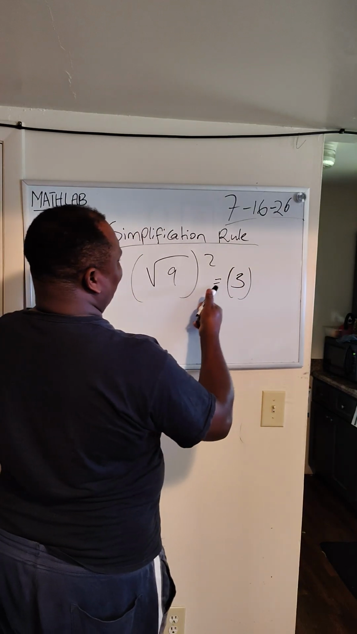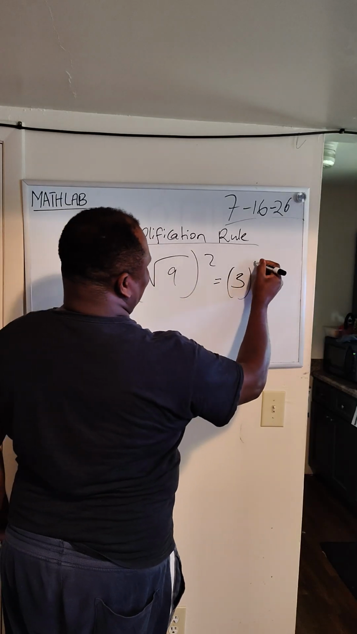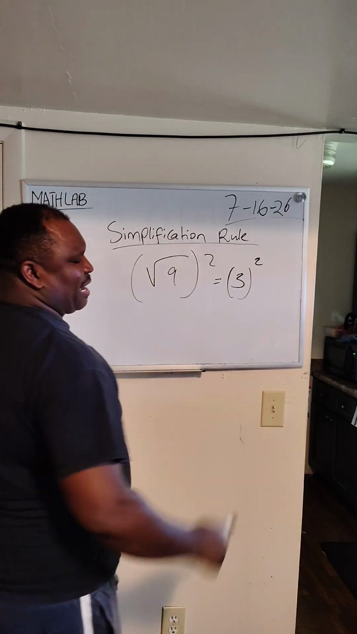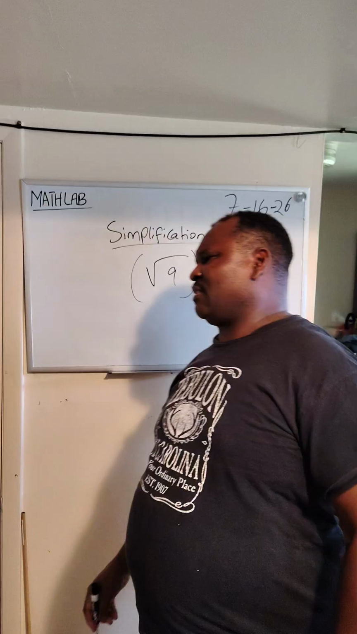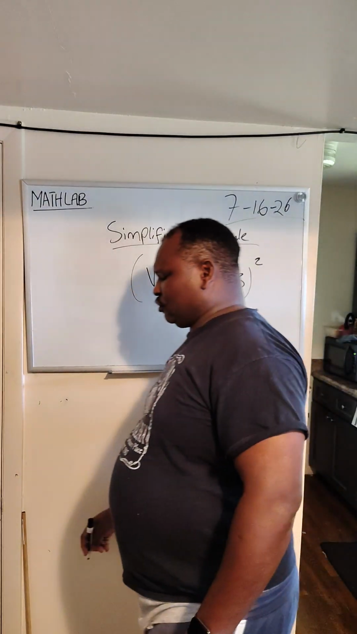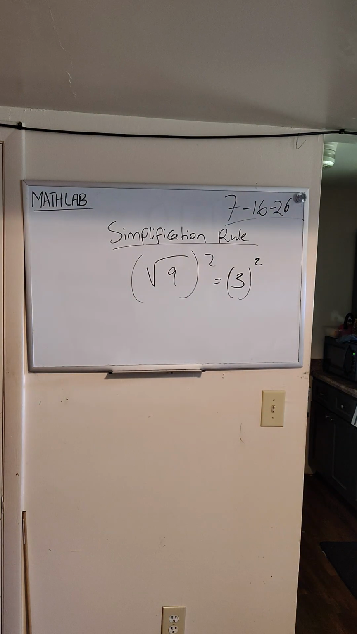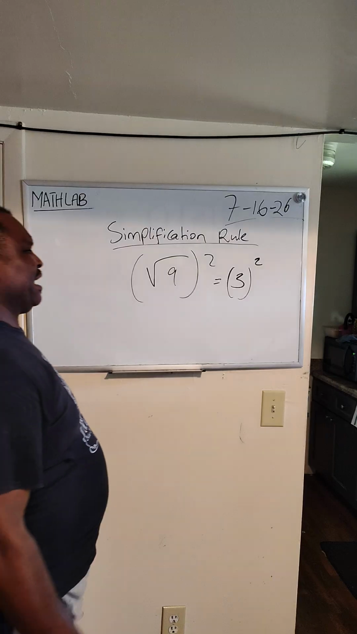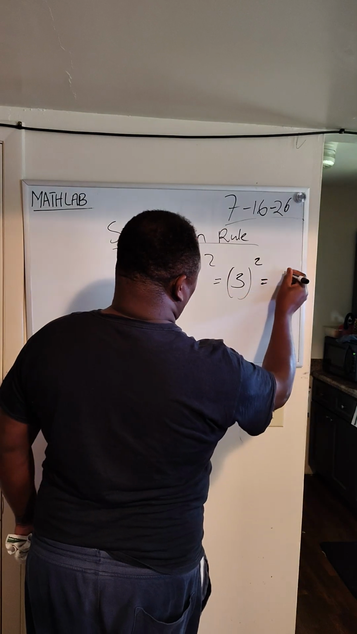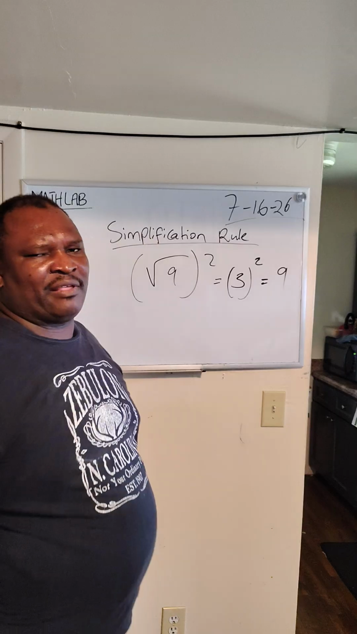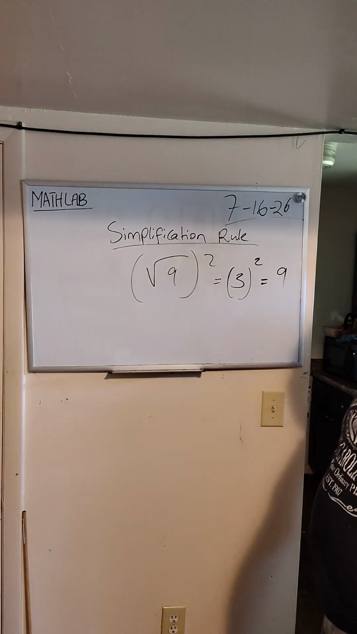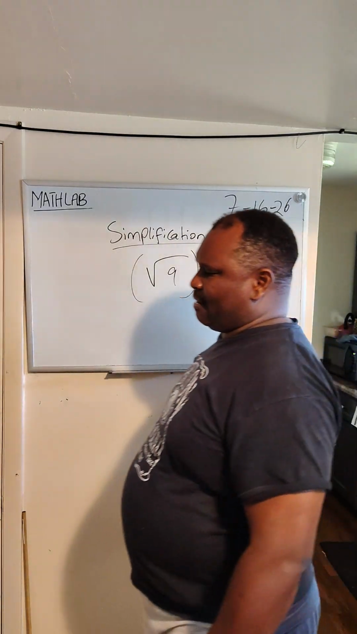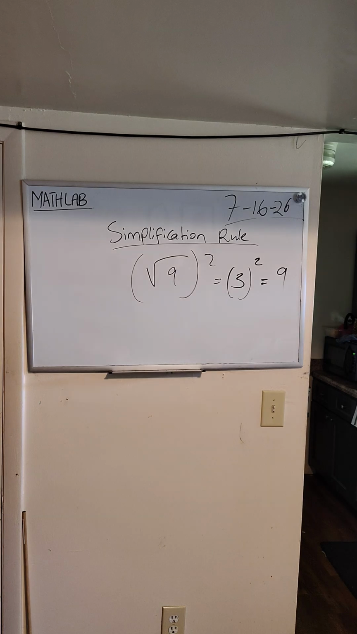So we're going to put 3 in brackets, and then we're going to raise that 3 to the power of 2. Once we do that, we end up with 9, because 3 to the power of 2 is 9. So therefore these are real numbers.